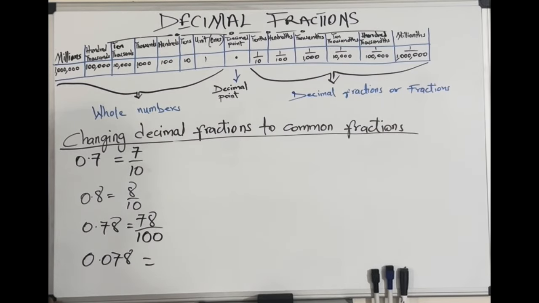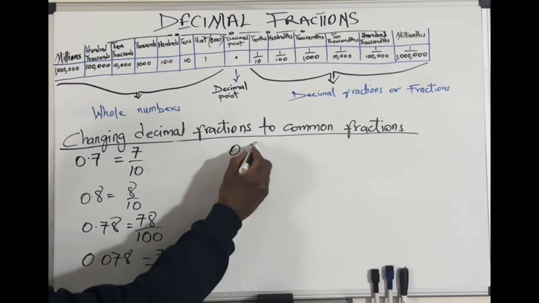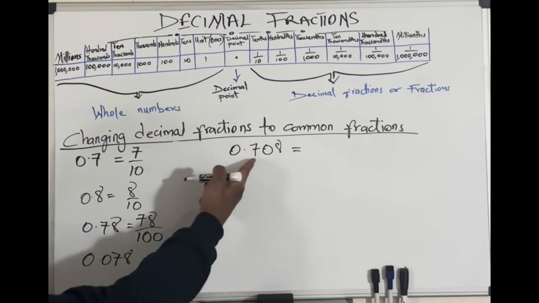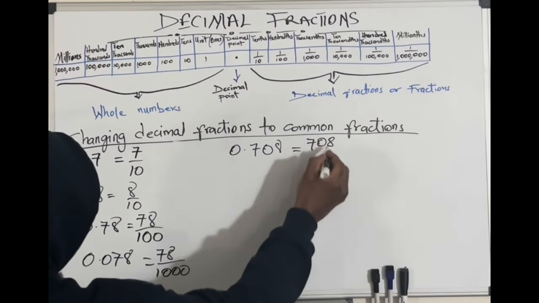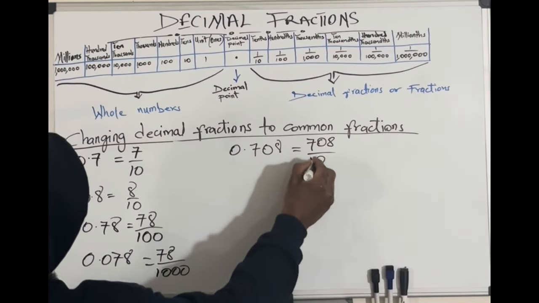Now, whenever there is a zero, ignore it and just jump to the natural numbers. So we write 78 over how many numbers come after the point? 1, 2, 3. So we write 1, 2, 3 zeros. But if it was to be 0.708, we can't ignore the zero because it's in between natural numbers. So 708 over how many numbers come after the point? 1, 2, 3. So 1, 2, 3 zeros.